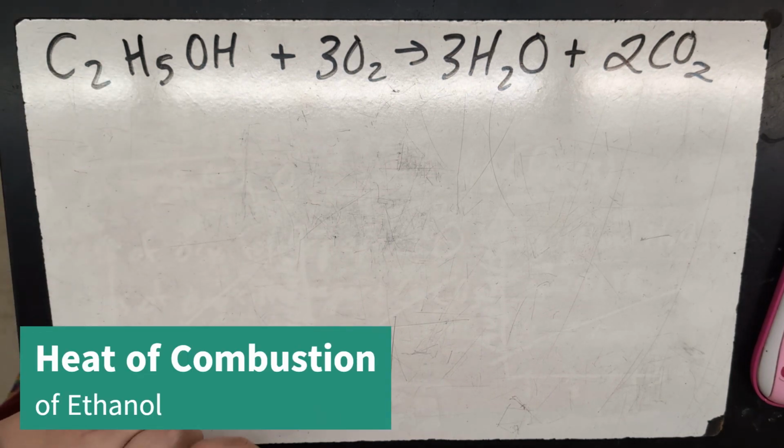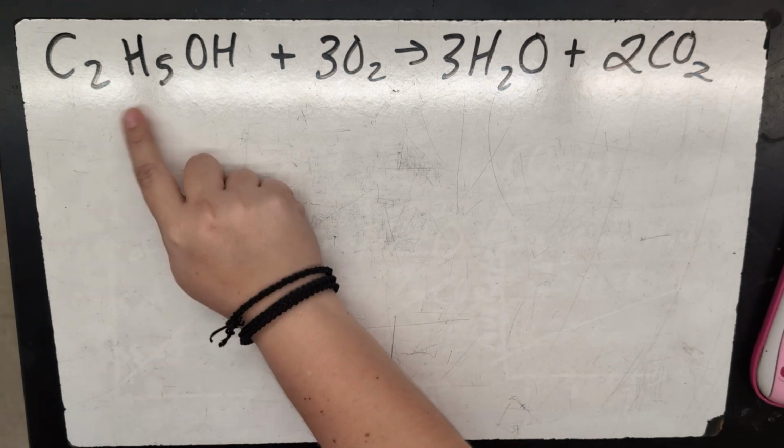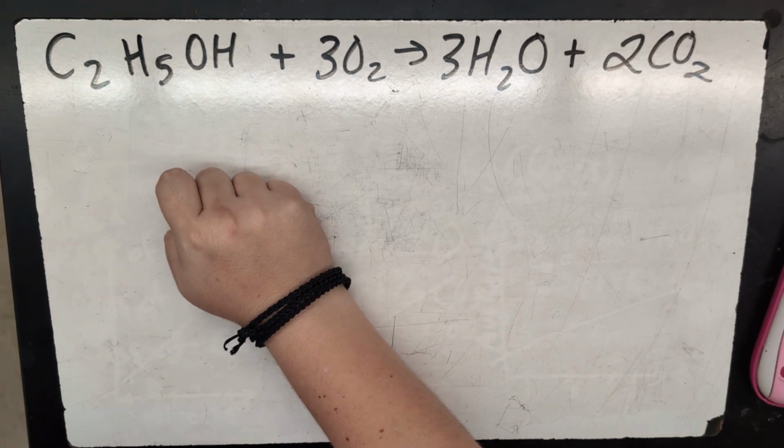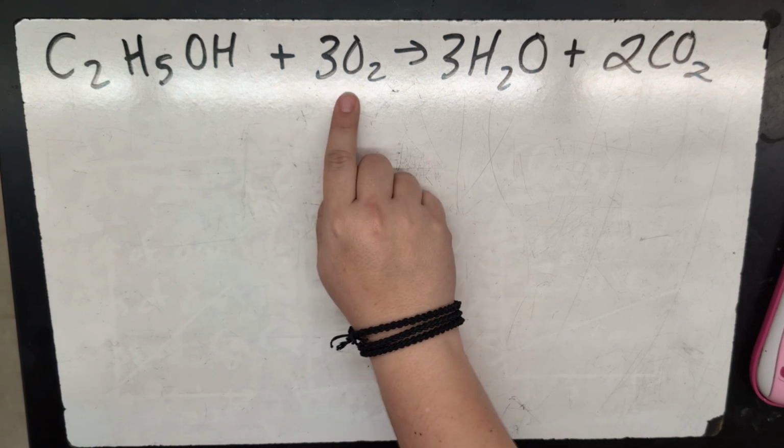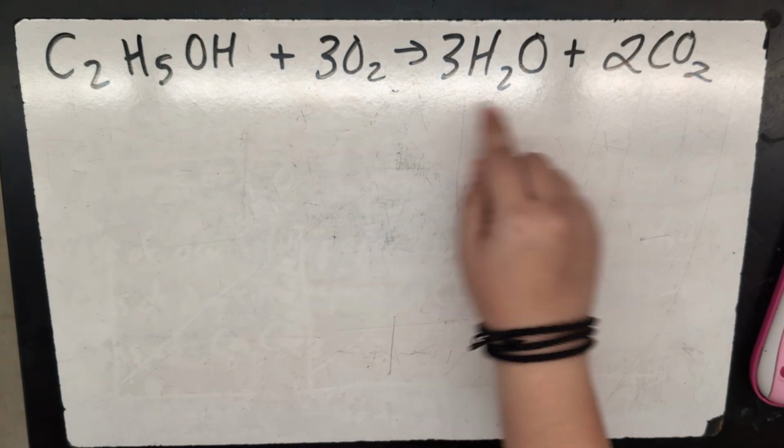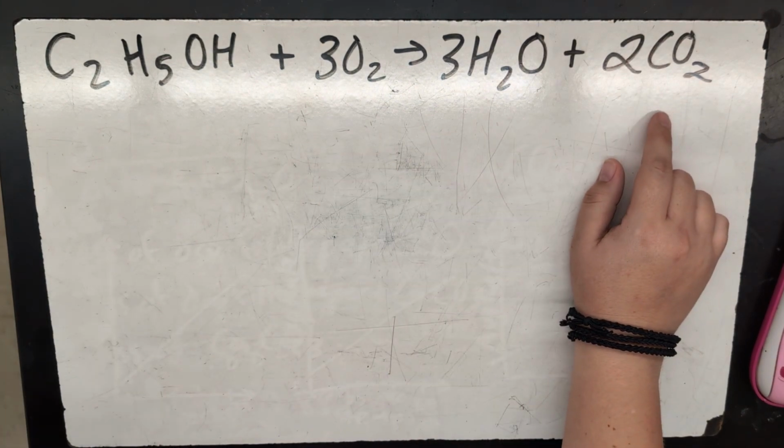Hello, today's lab is on heat of combustion. We're going to be burning some ethanol, denatured ethanol, and when we burn or combust it with oxygen, it's going to produce water vapor and carbon dioxide.